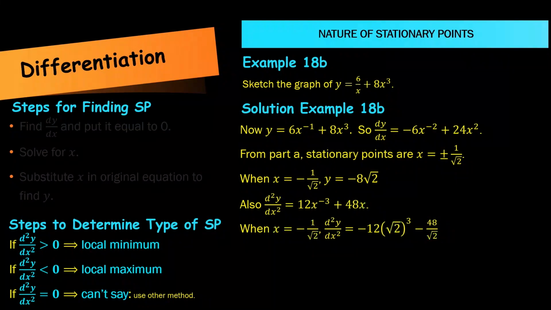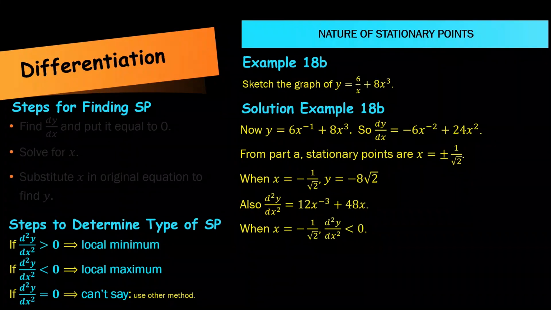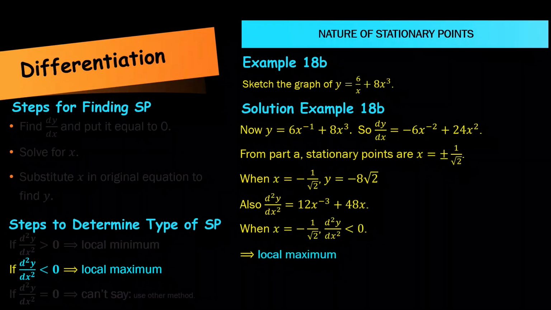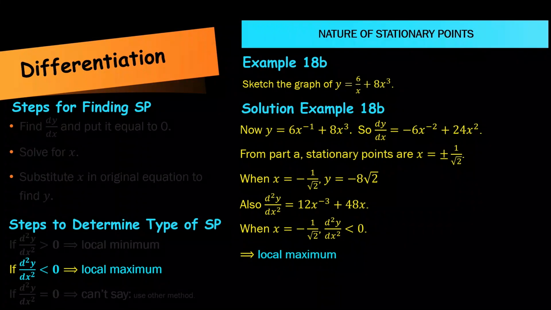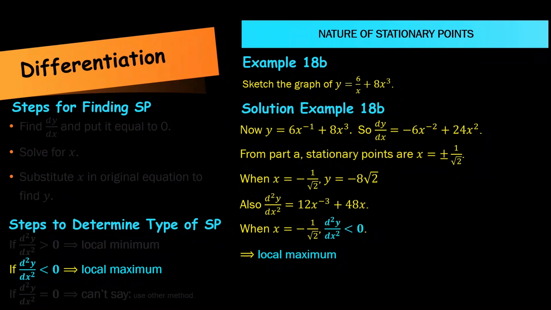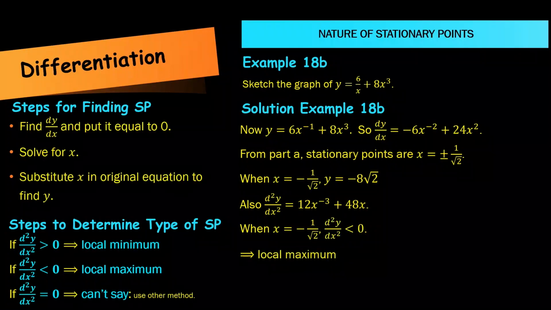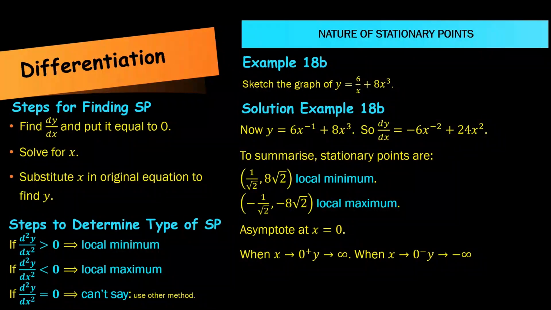And of course this implies that our stationary point is a local maximum. Here's the key information that we have from part B. We can use that to plot our graph.